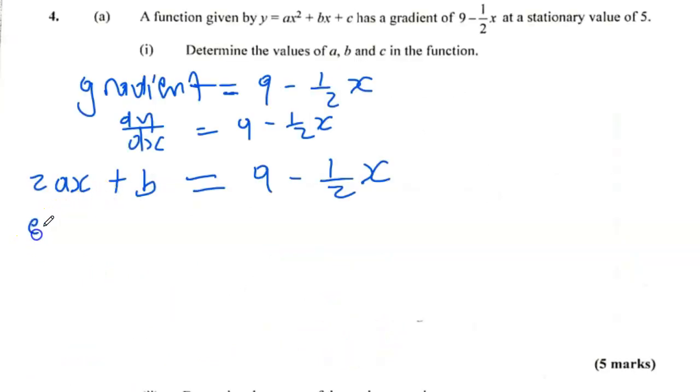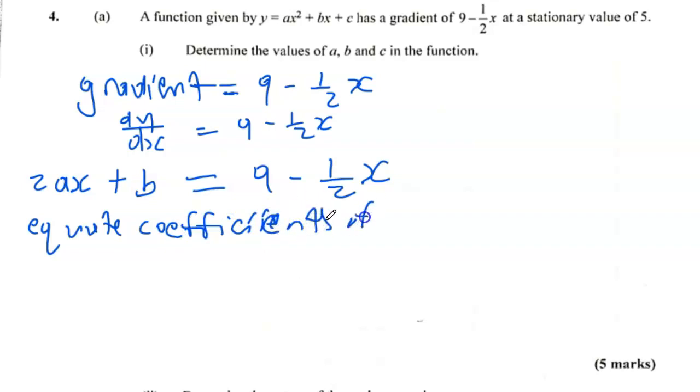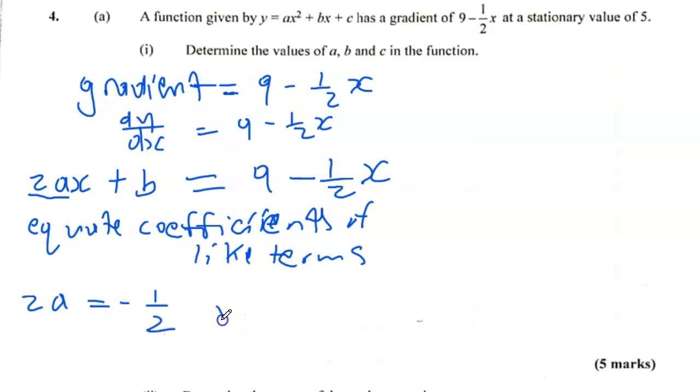So now we can equate coefficients of the like terms. On the left hand side, the x coefficient is 2a, and on the right hand side, the x coefficient is negative half. Also, the constant on the left hand side is b, and the constant on the right hand side is 9. So b is equal to 9.